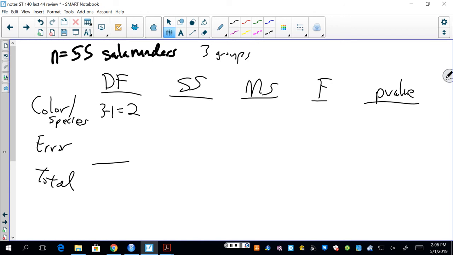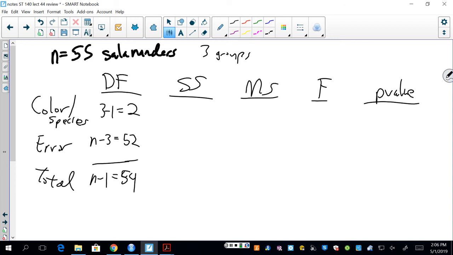Yeah, I think that'd be capital N minus 1. This one, N minus 1, comes down into this one. Right? So we would end up with 54 down here. And this one is actually N minus the number of groups, so N minus 3 in this case. So this is 52, and then they add up.